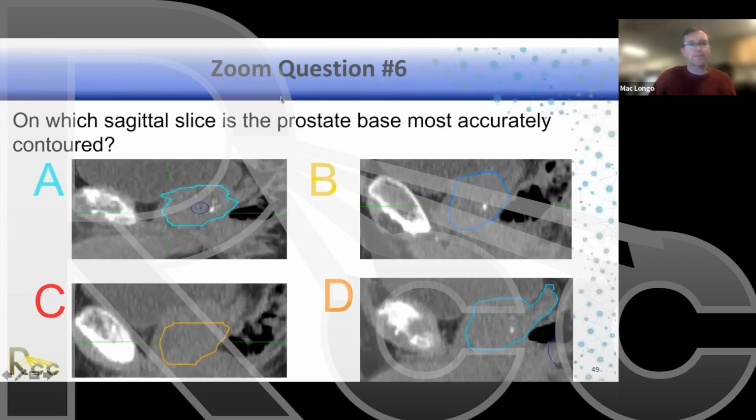So this brings us to the base, the final area of the prostate that we're really going to devote time to, and that brings us to another Zoom question. So Ben, if you can get the poll running for the Zoom question, that'd be great. Great. So on which sagittal slice is the prostate base most accurately contoured? Which looks correct? A, B, C, or D?